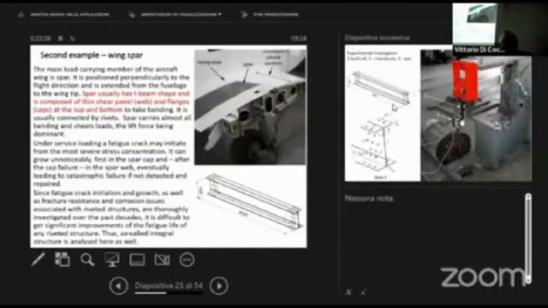Now, the second example is also from aeronautics. It is about a wing spar. And this is now a very small plane, not as risky a structure as the previous one. So here is the spar. It is practically an I-beam, also made of aluminum alloy, and it is traditionally made by riveting.